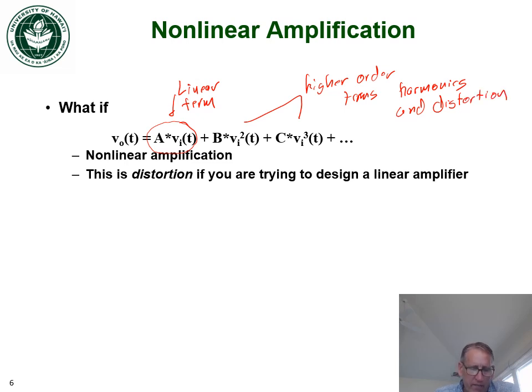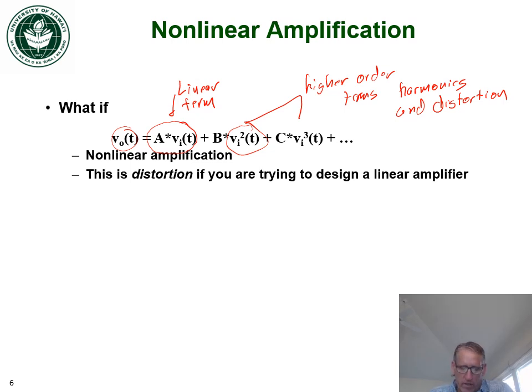What you can see is if our input were sinusoidal, for example, we'd have a sinusoid squared, which, if you remember some of your trig identities, results in new frequencies being generated. Those are the harmonics that we're talking about.